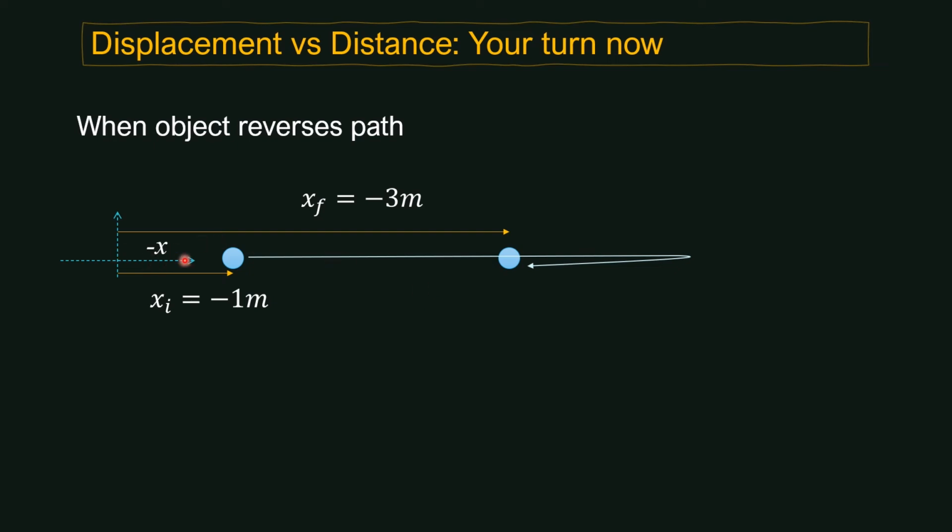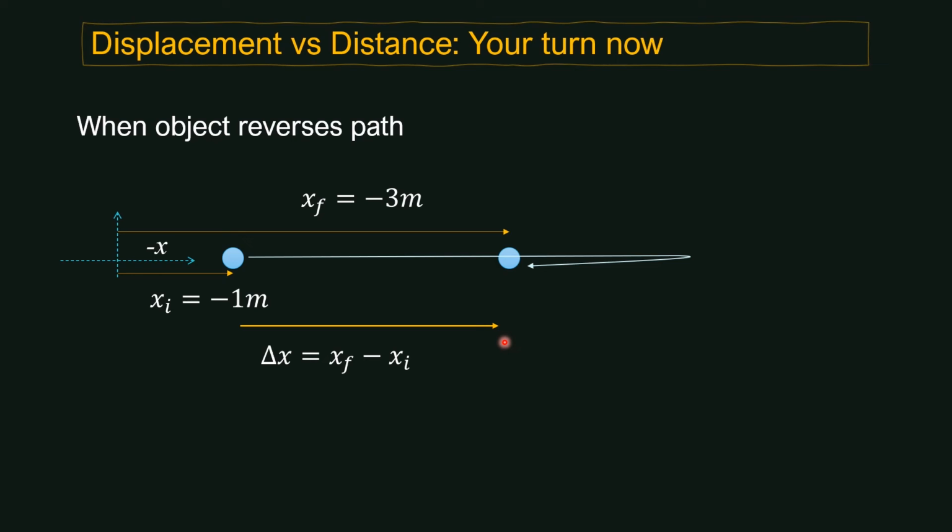That's our coordinate. Displacement is still the arrow that starts from the initial position and goes to the final position, and can be calculated by using the same formula. Now you go ahead, pause the video, and compute the displacement.